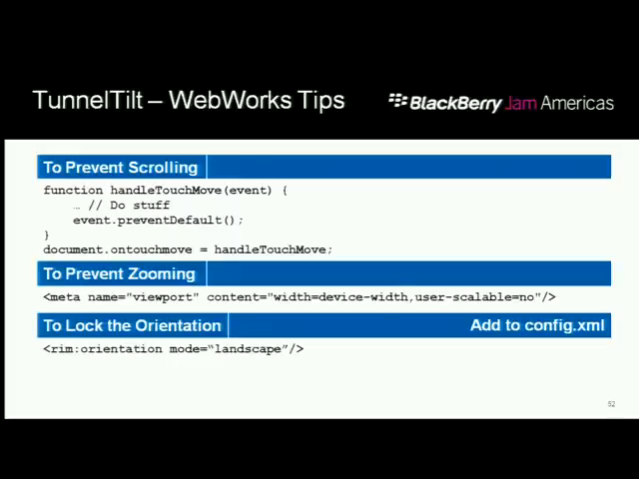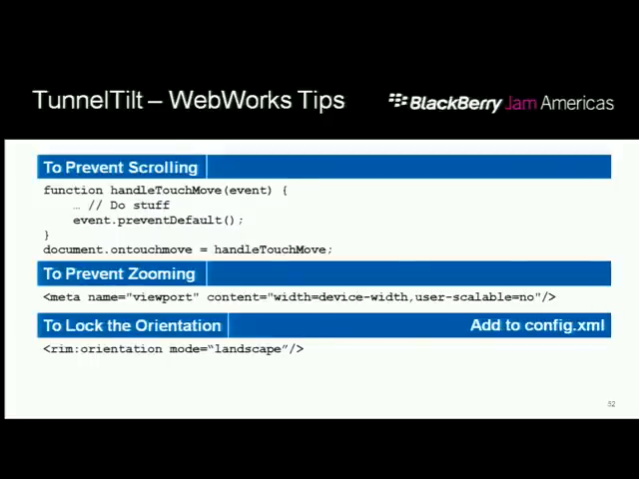OK, so one other problem that we had with using WebWorks is once we generated our application, you could still scroll the page, and you could still zoom the page, which is a big problem, right? So this is how we got around that issue. To prevent scrolling, we had an onTouchMove function, in which you can do whatever you want. But at the end, you have to call event.preventDefault, which prevents that event from propagating up to the browser. So your scrolling will no longer work, which is important.